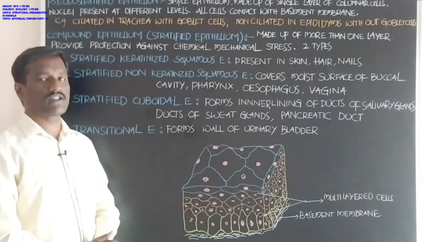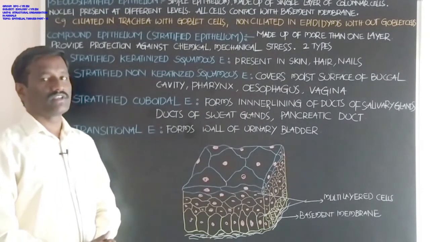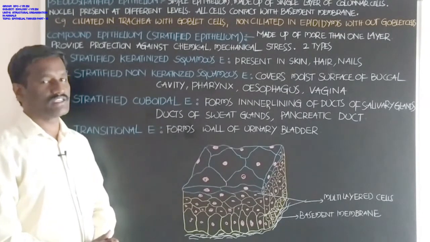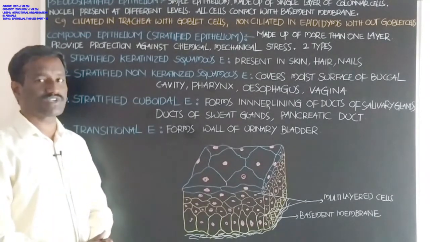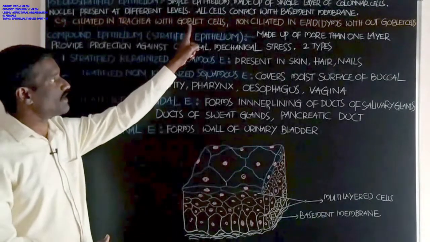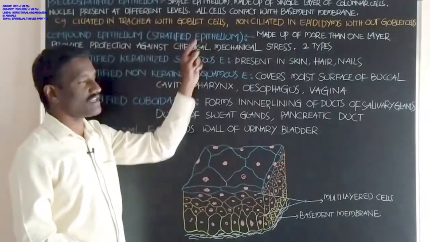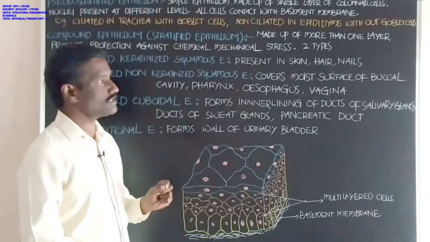The trachea is also called the windpipe. It is part of the respiratory system. The lining of the trachea is ciliated pseudostratified epithelium with goblet cells. Goblet cells are also present in some regions. Goblet cells secrete mucus. Okay, students.